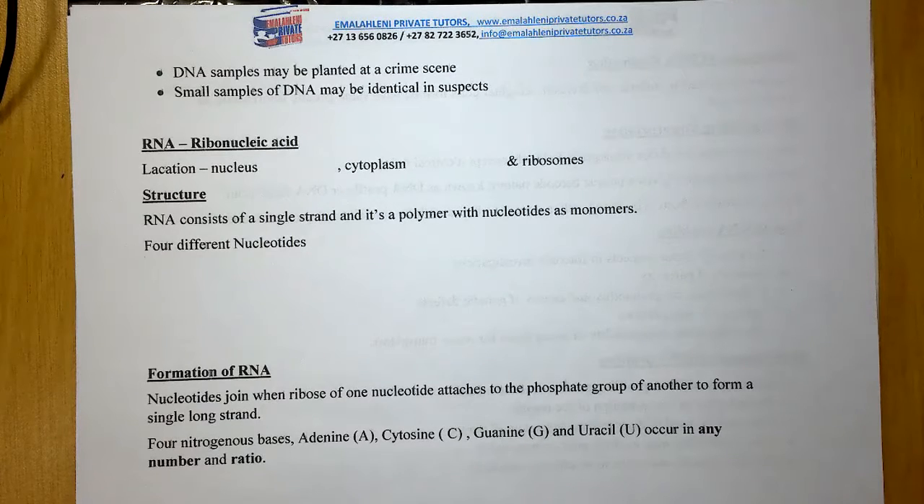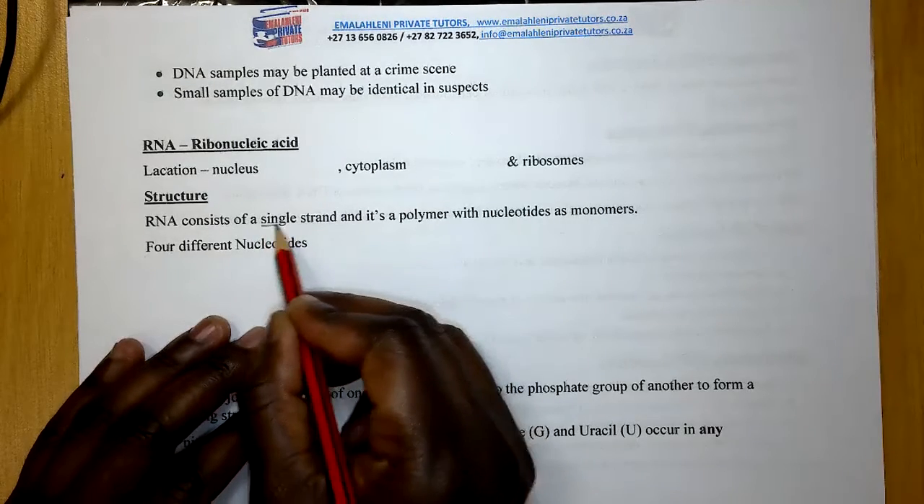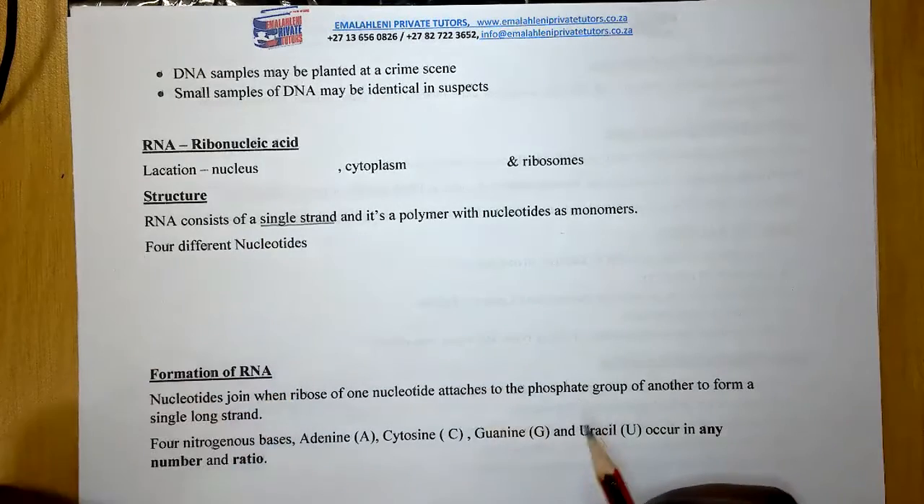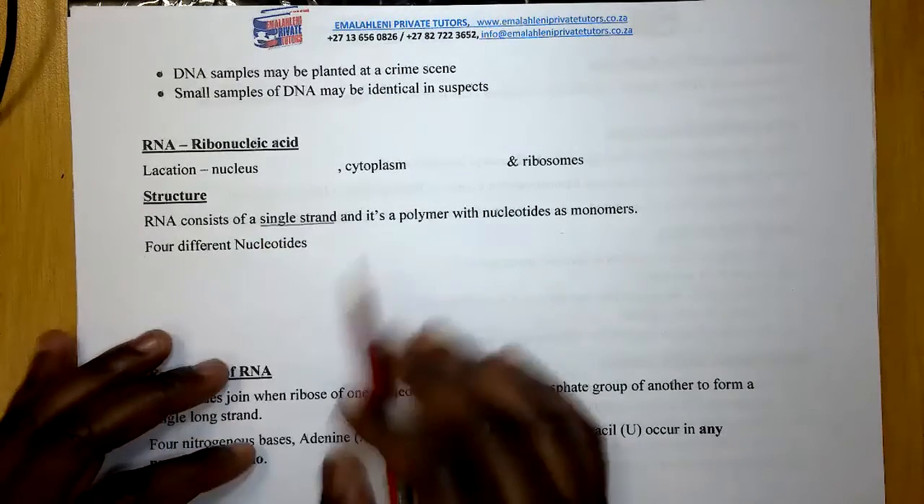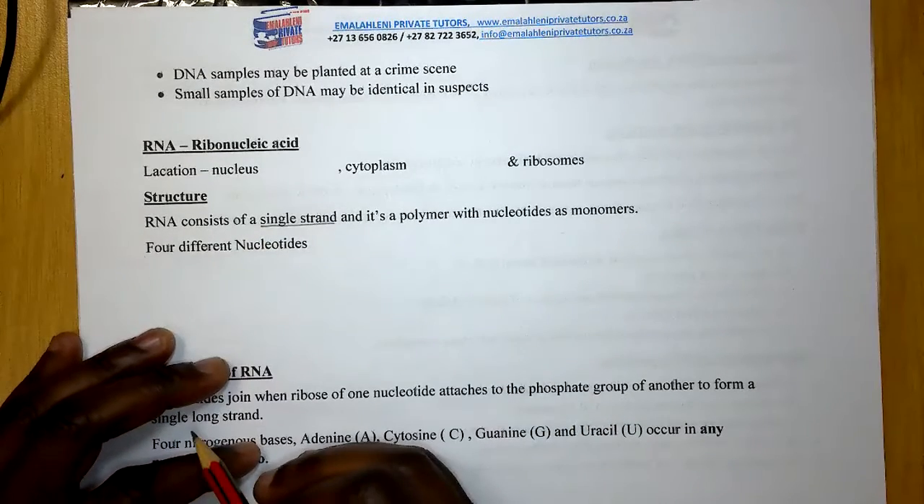Now, we look into RNA, which is ribonucleic acid. So we're looking at the location of your RNA. It is in the nucleus, and it's also found in the cytoplasm and in the ribosomes. What about the structure? The structure consists of a single strand. So RNA is single-stranded, DNA is double-stranded, okay? But still, we have the same nucleotides, except one.